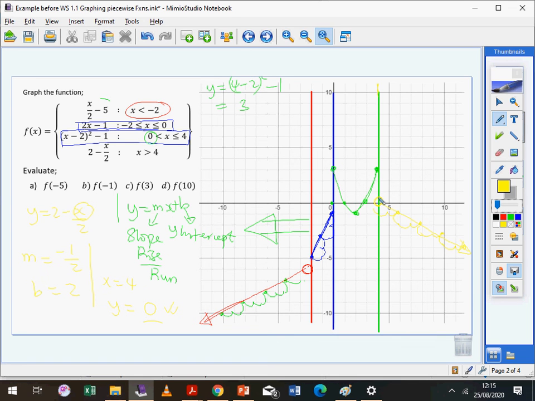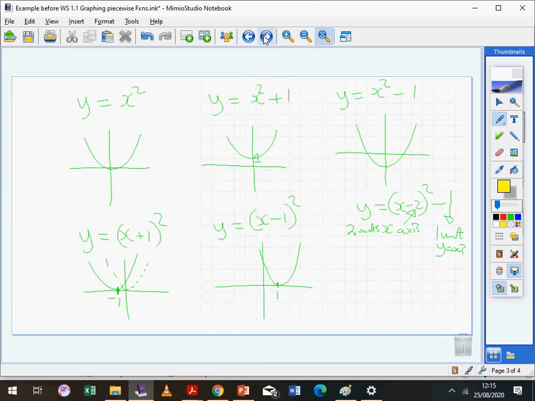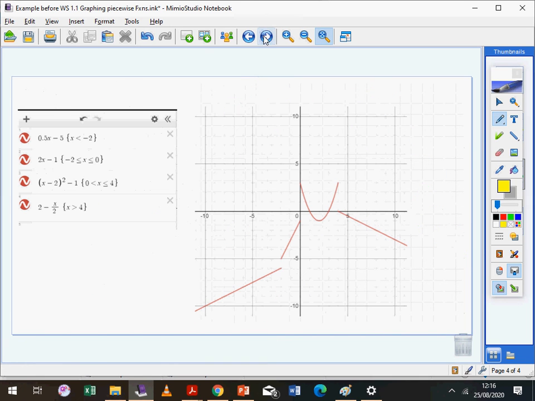So this is your piecewise function that we've graphed together. And I also graphed it with Desmos just to compare how good I am at drawing, and this is what it looks like. So I hope this helps.